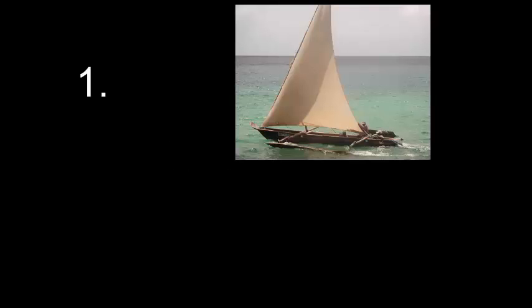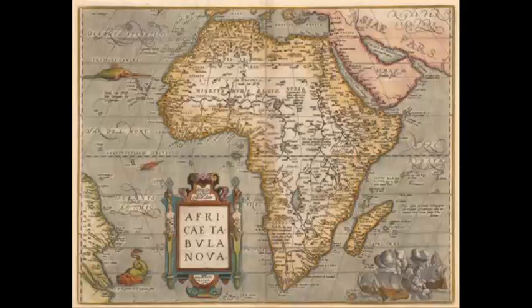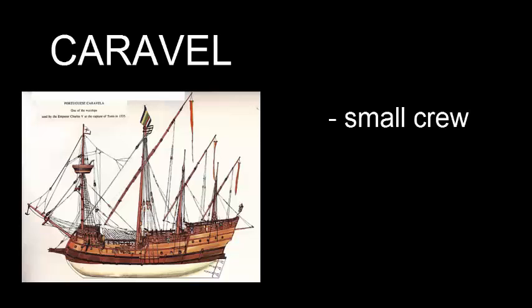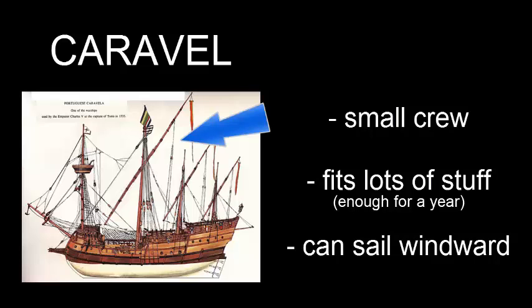There are two different types of ships that were developed by the Portuguese. The first is the caravel, which is a small ship used for exploration. Based on some of these maps, they've explored pretty far. The caravel has a small crew but can fit enough cargo for a year's voyage. It also has the ability to sail towards the wind with their new fancy triangle sails.